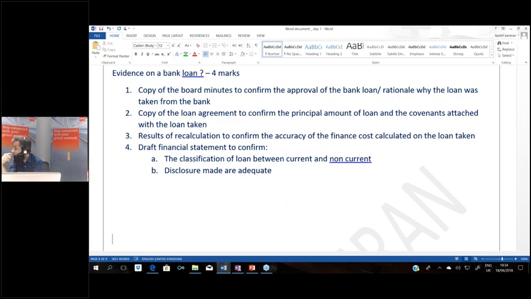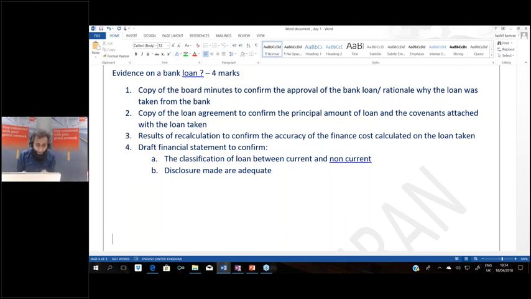Okay, it should be the draft financial statement. Okay, Kamal Hussain, you're perfectly right. Lisa, draft financial statements to ensure that the loan taken is reflected perfectly. That Lisa. Okay, so all of you are in consensus now, right?